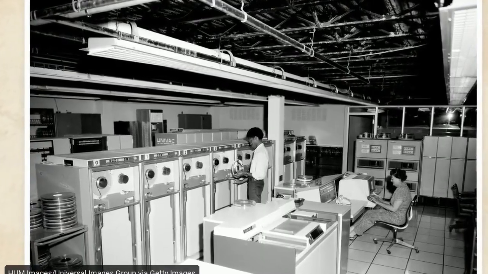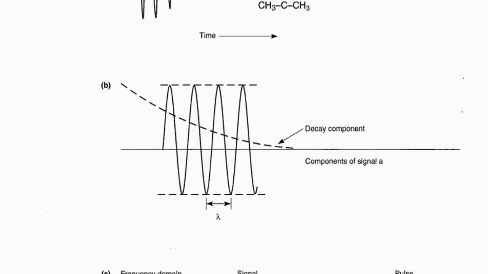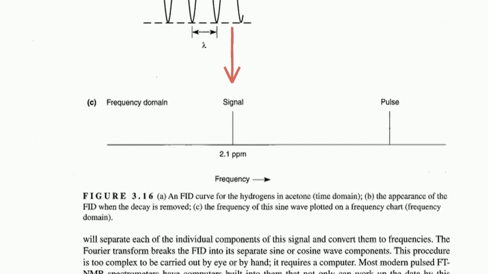mathematical operations. The computer's Fourier Transform breaks the complex time domain FID into individual sine and cosine waves, converting time into frequency. Each isolated frequency maps a specific chemical environment. Plotted on a standardized chemical shift scale, it yields the distinct peaks chemists use to deduce structure.